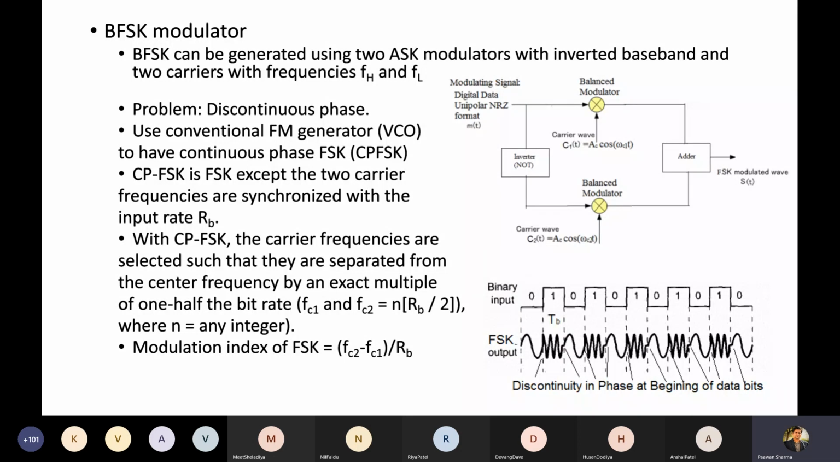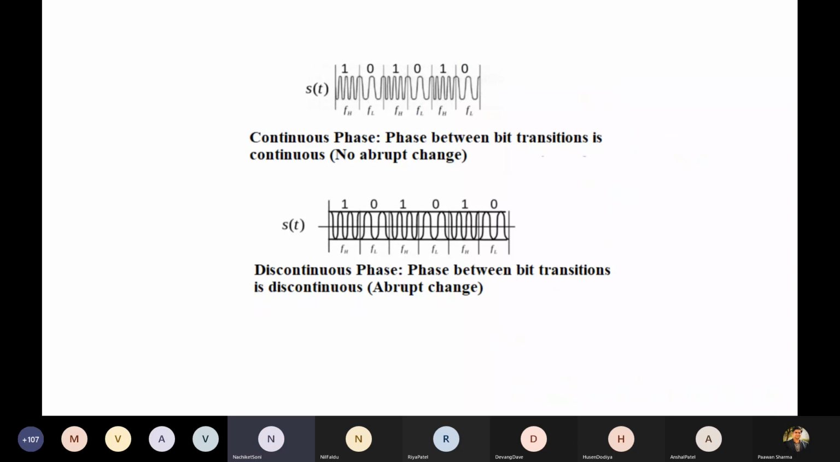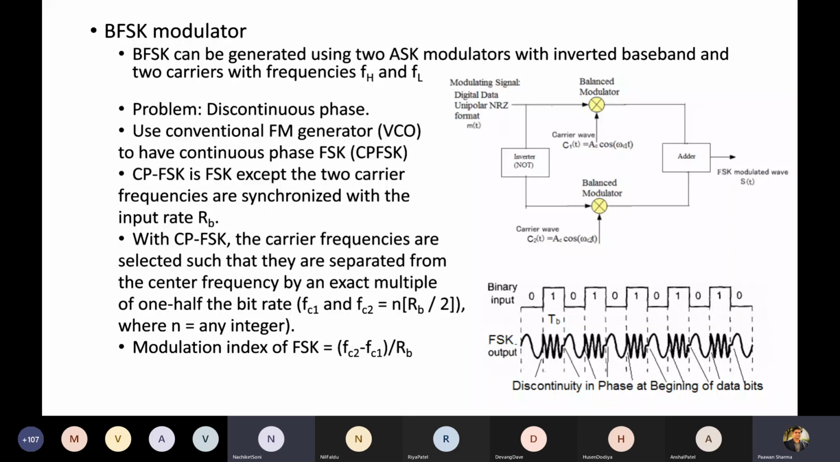Please can you respond? Now it is, sir. This slide was not visible. BFSK one? Yes, BFSK modulator. Yes, it was, sir.